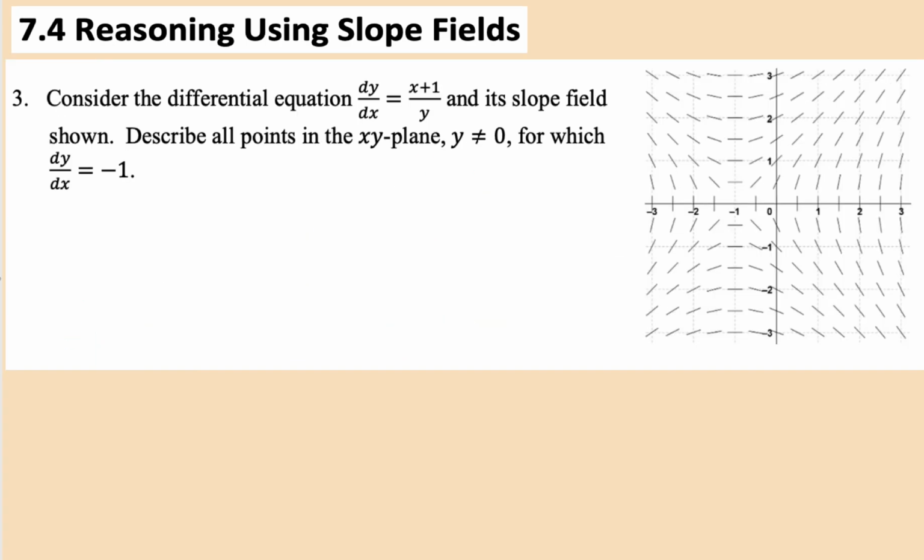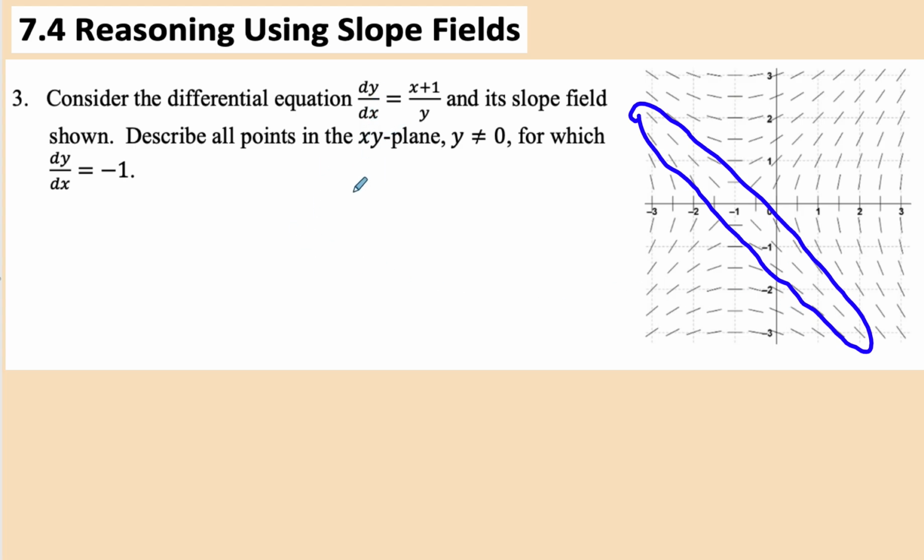Let's now consider this slope field and describe all points for which the derivative is equal to -1. Okay, derivative equal to -1. All of these tangents right here are equal to -1. Looks like they're right around here. And can we describe all of these points where they're located?